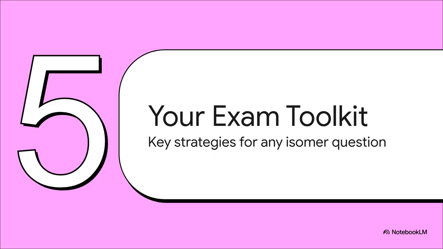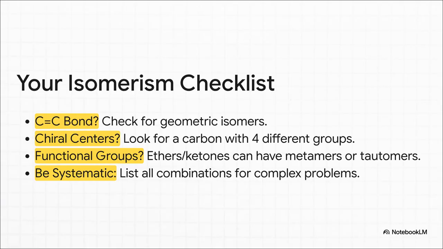Whew, okay, we have covered a lot of ground, from structural to geometric to optical isomers. So let's distill all that strategic thinking down into a simple, powerful toolkit that you can take with you into any exam. Here it is, your final takeaway. When you see an isomer problem, just run through this mental checklist. Does it have a double bond? Boom, check for geometric isomers.